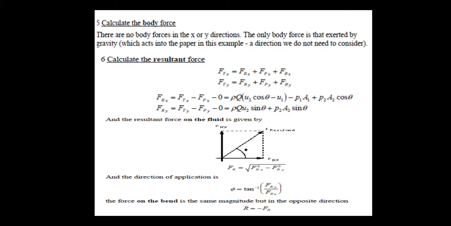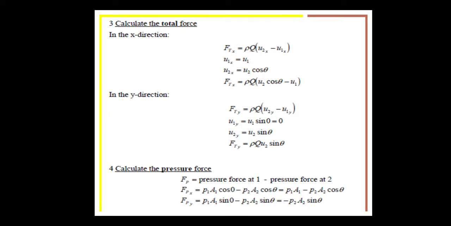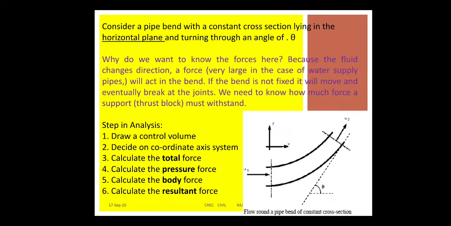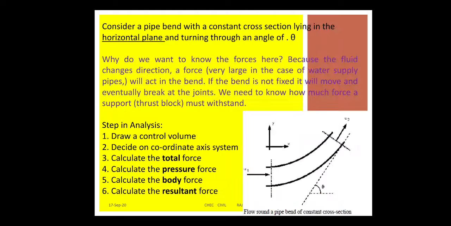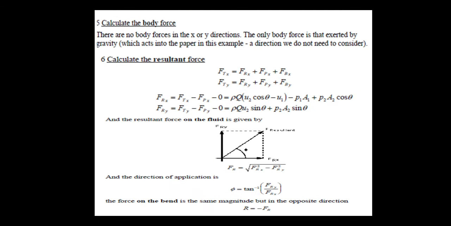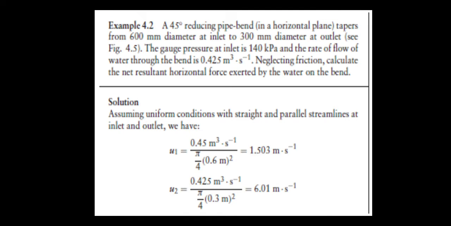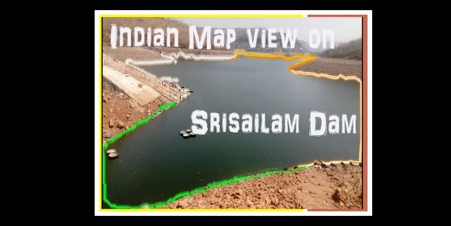The force on the bend is the same magnitude but in the opposite direction, so the resultant is in the opposite direction. Whatever figure you have seen, it is in the opposite direction. See here, it is in the opposite direction, right? Next, R is equal to minus F_R. So I think I have shown this one, right?